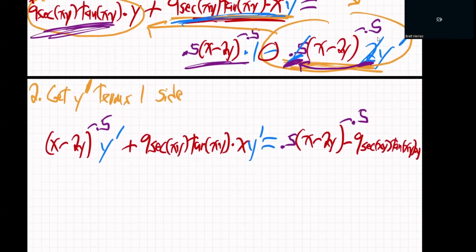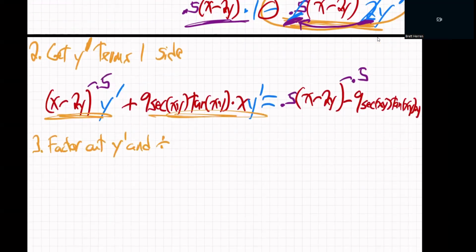Now, step 3. These two terms both have y prime and the other terms on the other side don't. Factor out y prime and divide. You've seen this before, right? So these two terms both have a y prime, so y prime in the front and y prime in the front.